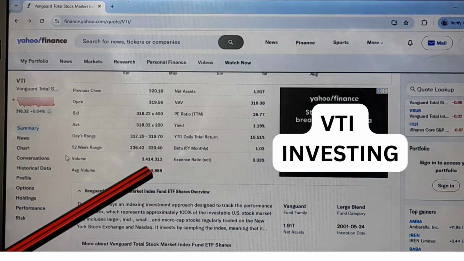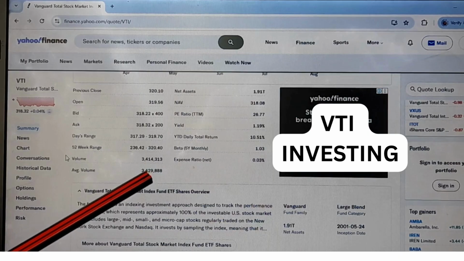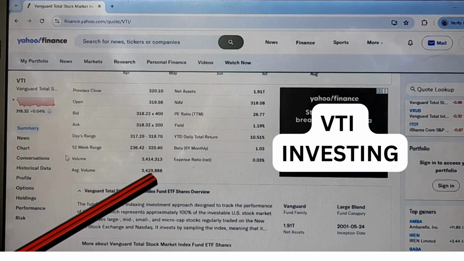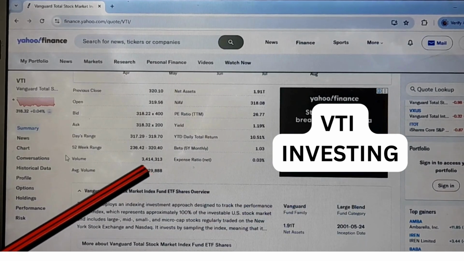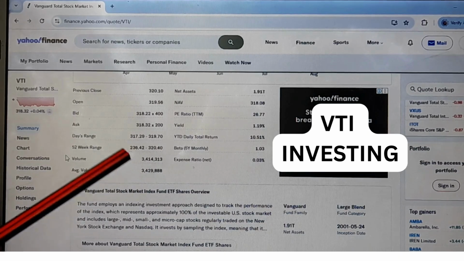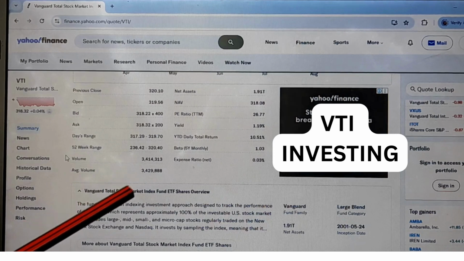Now, if this one is higher, it means that today, this particular day, there was a lot of trading. There was high interest in trading VTI. If it is lower, the interest was not that high. That is how you interpret these two numbers, the days range and the 52-week range.